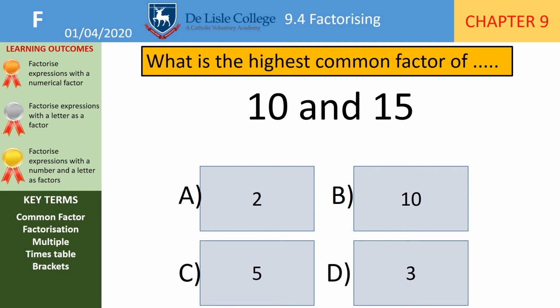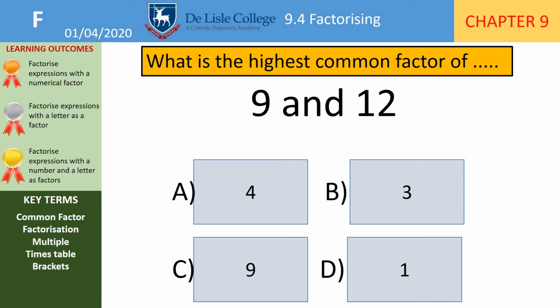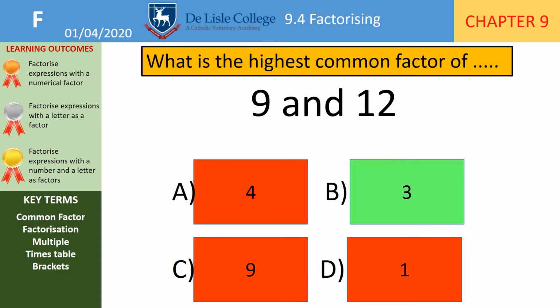Okay, so let's check we can do the highest common factors. What's the highest common factor of 10 and 15? Give you 5 seconds. Answer's 5. Again, 5 seconds on the next ones. What's the highest common factor of 9 and 12? It's the only common factor, which is 3, apart from the number 1 itself, of course.